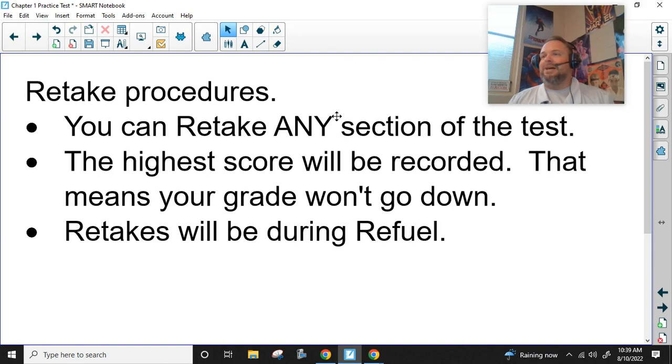Just a reminder, for the retakes, you can retake any section of the test. You do not have to do the entire test. Okay? Only the highest score is going to be recorded. If you make an 89 and you're trying to make a 90, and then all of a sudden you make lower on the retake, I'm not going to take the lower grade. It's going to stay the 89.